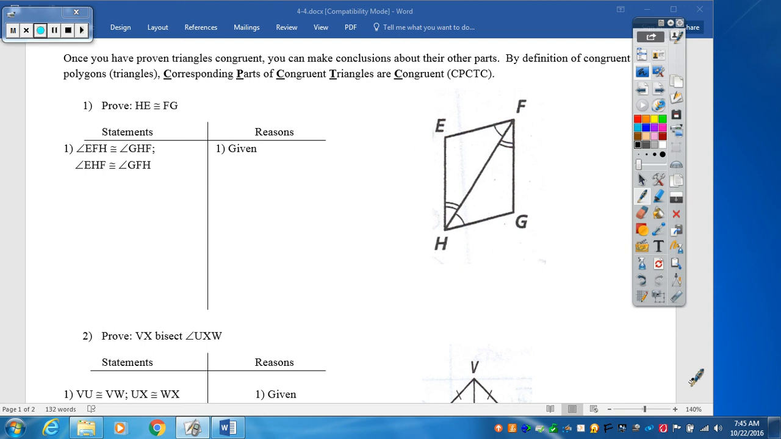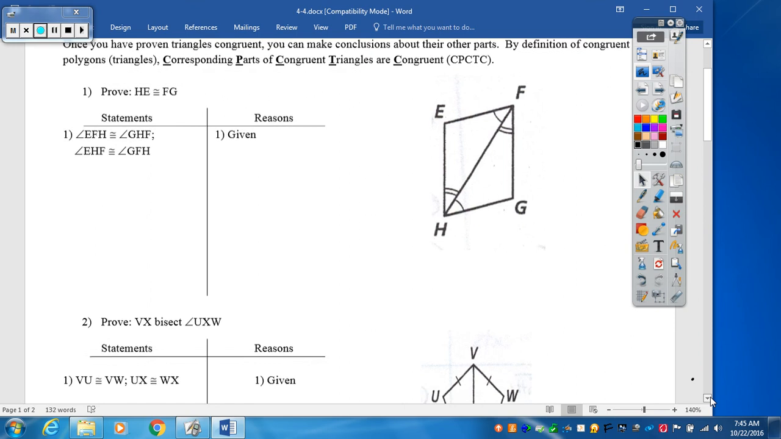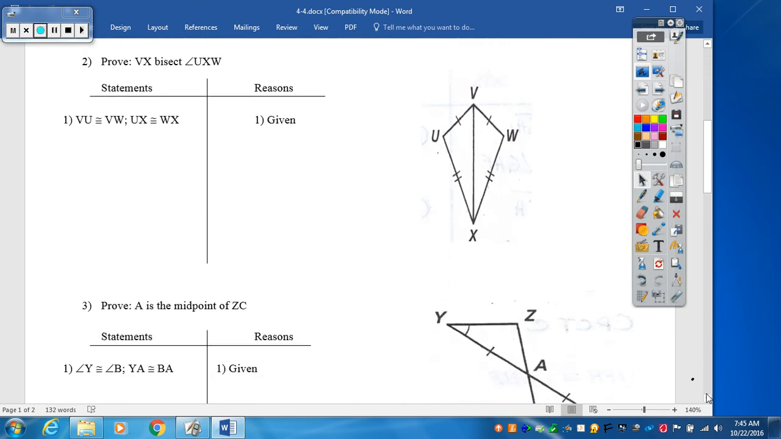Taking a look at, see if I can get this to scroll down here. Okay, the next one, we're going to prove that VX, so this segment right here, is bisecting this angle right here. Okay? All right, now, before we do that, we're actually going to go ahead and prove the two triangles congruent to each other. So, let's go ahead and do that.